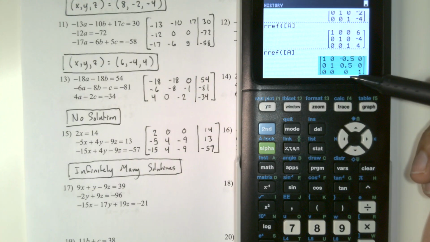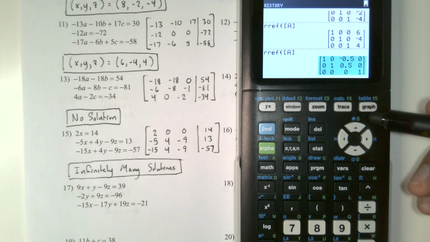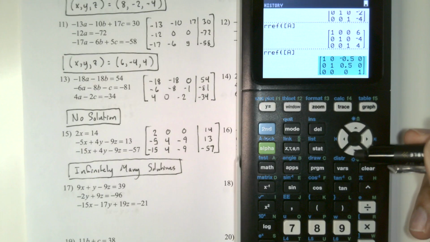So if you see a bunch of zeros and then a 1 at the very right, that means that you have no solution, because you have 0x plus 0y plus 0z is equal to 1. So in other words, 0 is equal to 1. So you'll have no solution when you see a bottom row like that.